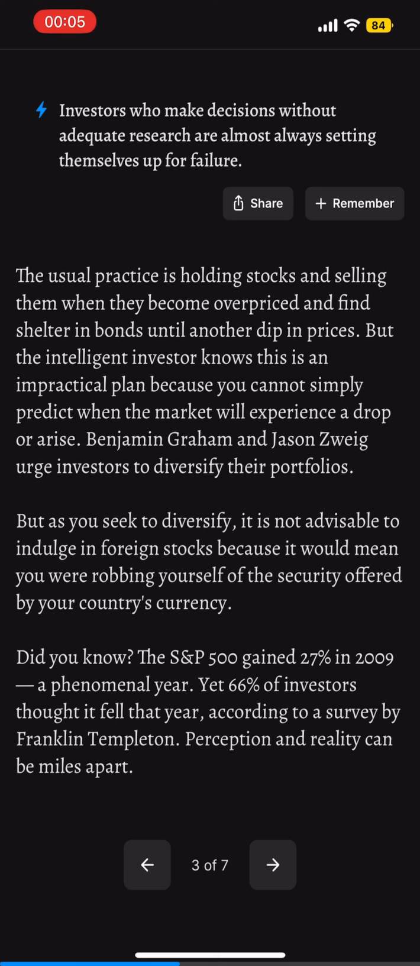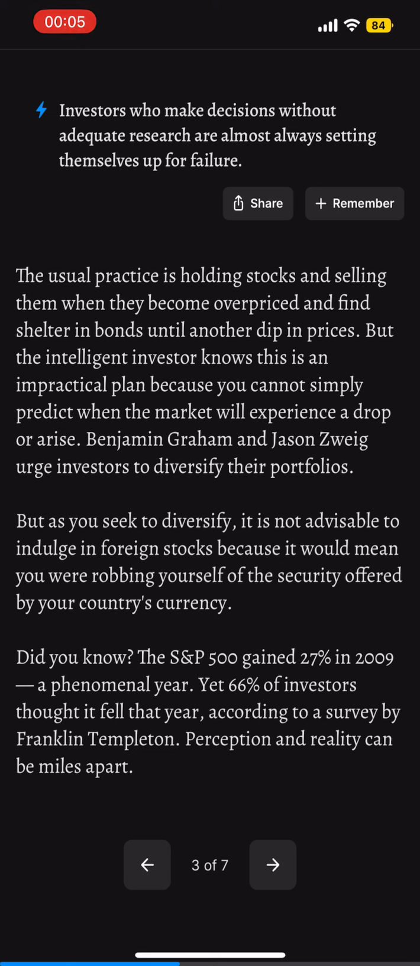Benjamin Graham and Jason Zweig urge investors to diversify their portfolios. But as you seek to diversify, it is not advisable to indulge in foreign stocks because it would mean you were robbing yourself of the security offered by your country's currency.